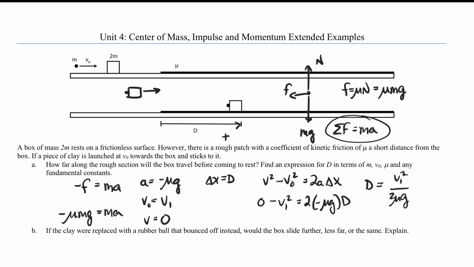Let's look back at our problem. Well, I see a collision. Do you guys understand that? So this part we've done a lot, so I'm not going to spend a lot of time with it, but I will say that m v naught must be equal to 3m v1. Right? This v1 represents how fast the box is going when it first hits that rough patch. So I've got a really clear line on a solution here. 1/3 v naught.